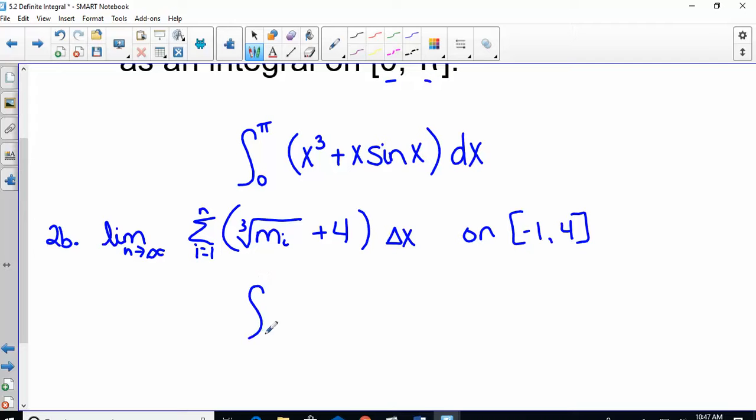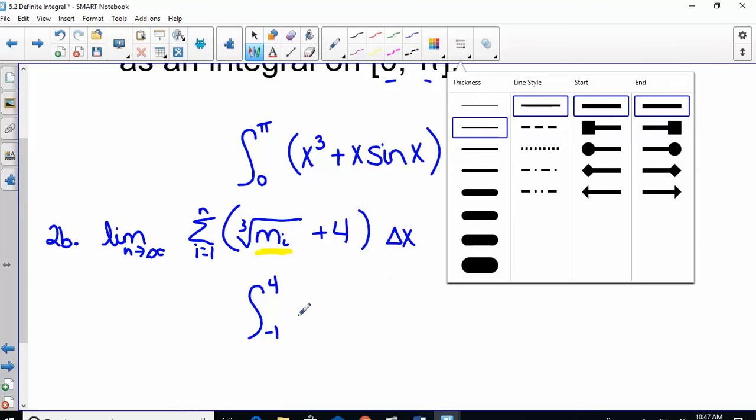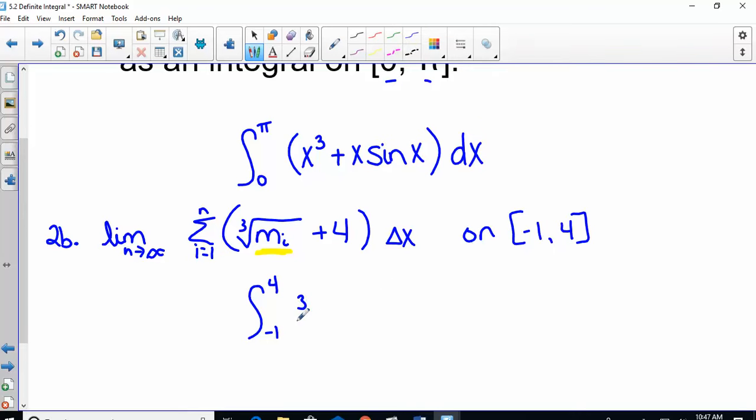If I give you this, I'm asking for the integral from -1 to 4. When you see this m sub i, that's really the same as an x sub i. M just represents midpoint. So when we go to write our equation, that will change to an x as well. So it's the integral from 1 to 4 of the cube root of x plus 4. And instead of changing x, we put dx at the end.